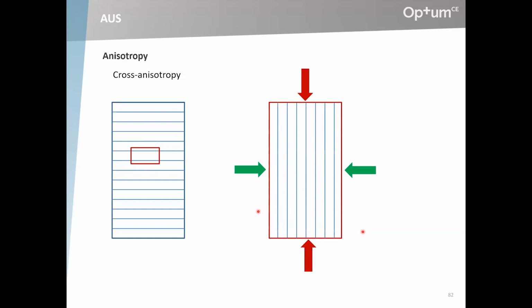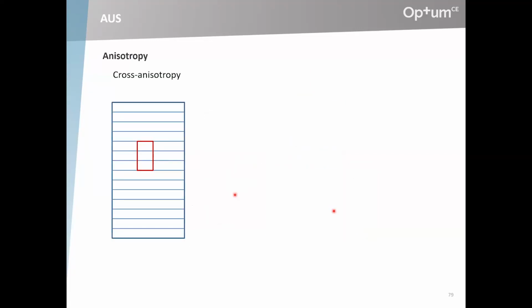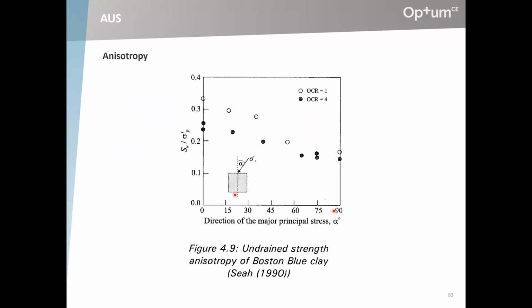You go all the way around like that. And then you can look at how things differ, how the compression strength differs and how the extension strength and possibly the DSS strength differ as a function of the orientation of the planes of anisotropy. People have done that, at least with respect to compression. Here are some data, Boston blue clay, and this is the same kind of direction as I showed you here. So this is 0, this is 45, and this is 90 degrees. And we see that, well, there is an effect.